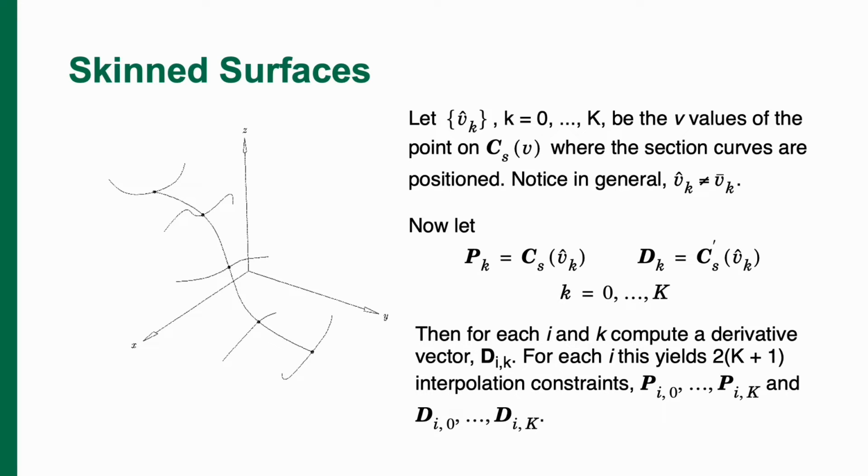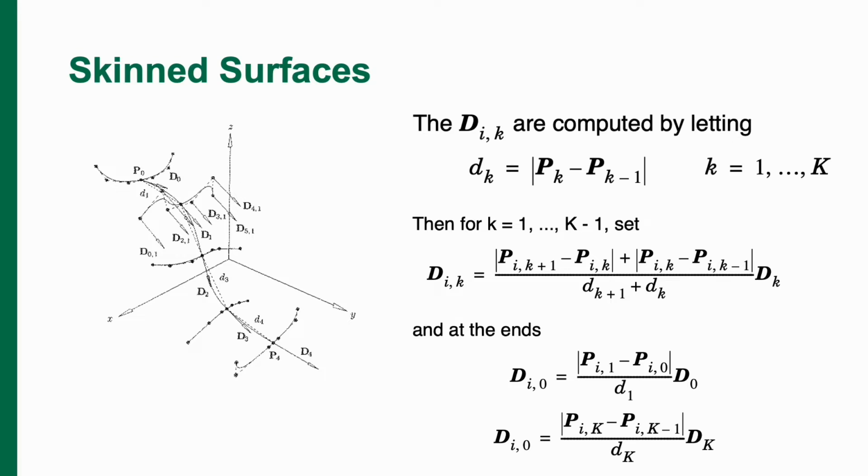Now let p of k be c of k evaluated at v bar k, and for each i and k, compute a derivative vector d of i k, for each i from 0 to K plus 1. The interpolation contains p of i comma 0 to p of i comma k, and derivatives d of i comma 0 to d of i comma k. So these are some of the derivative computing formulas which can be formed.